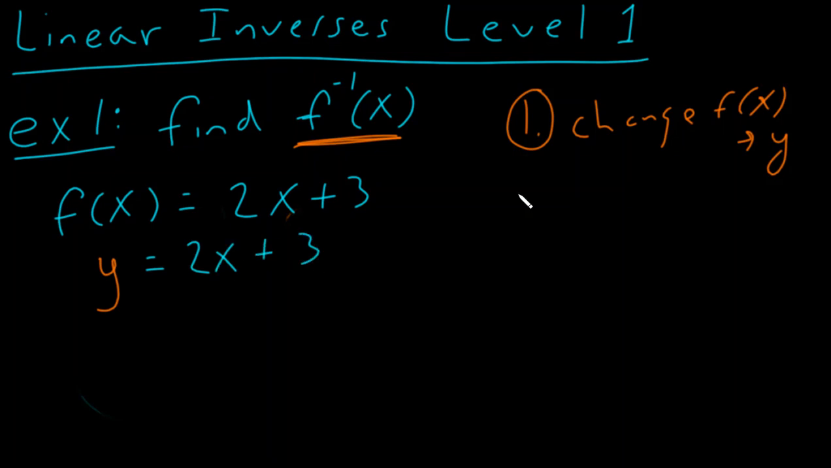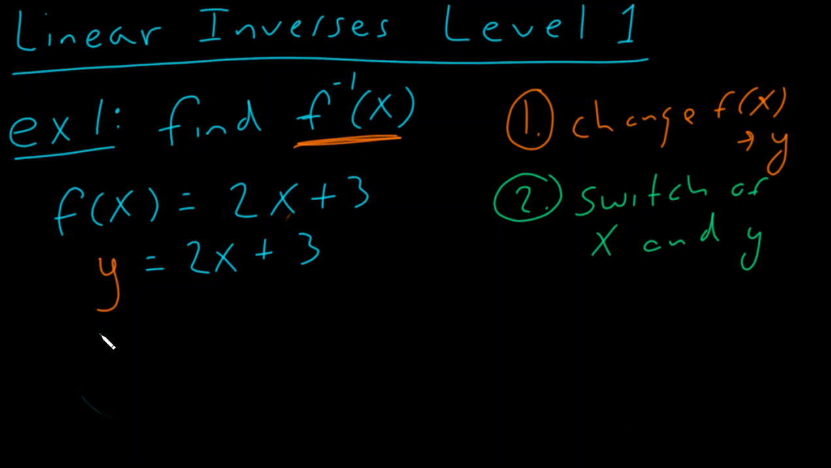Now, what is our second step? We are going to switch the position of x and y. We're going to switch the position of x and y. So what in the world does this look like? Well, it now looks like x equals 2y plus 3.